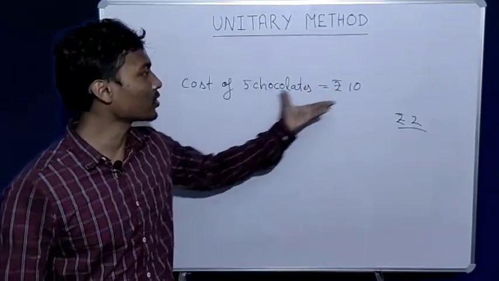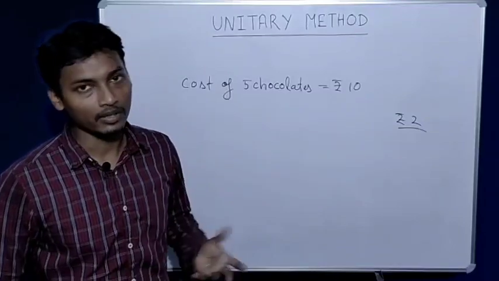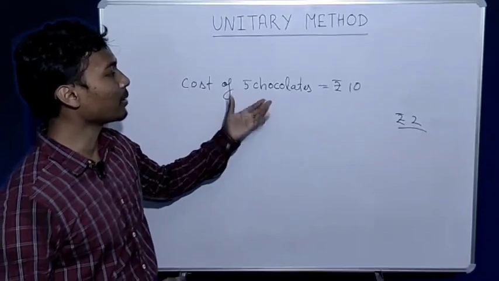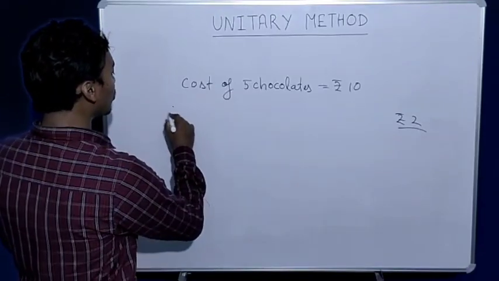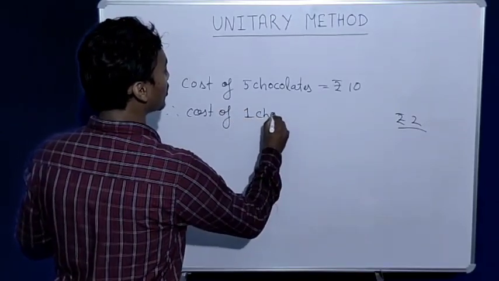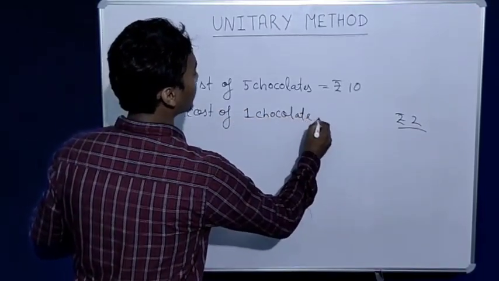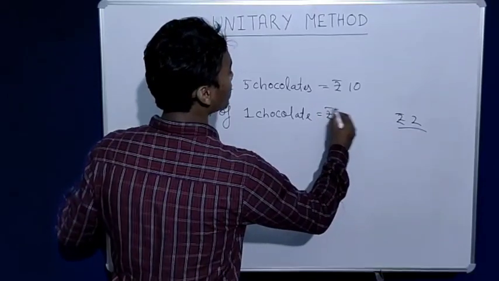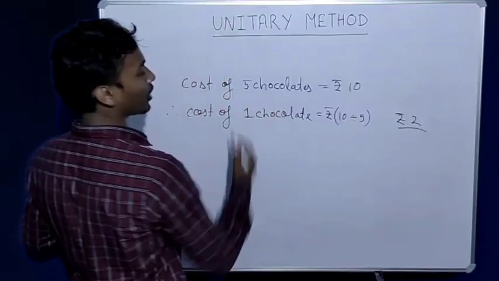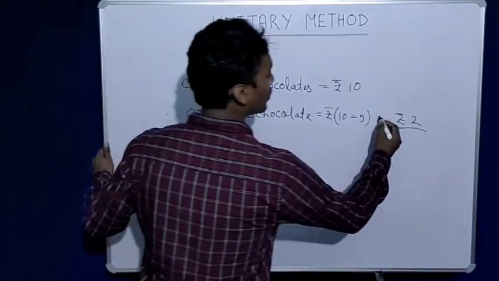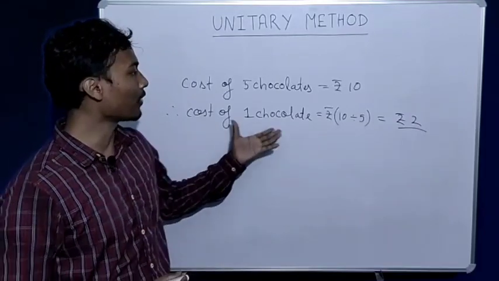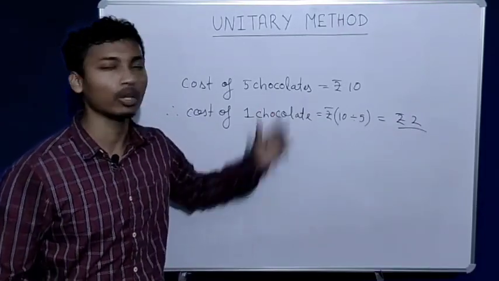So what kind of operation did we apply? Yes, we applied the operation of division. So it is 10 divided by 5. So therefore cost of one chocolate will be equal to rupees 10 divided by the number of chocolates, that is 5, which will be equal to rupees 2.